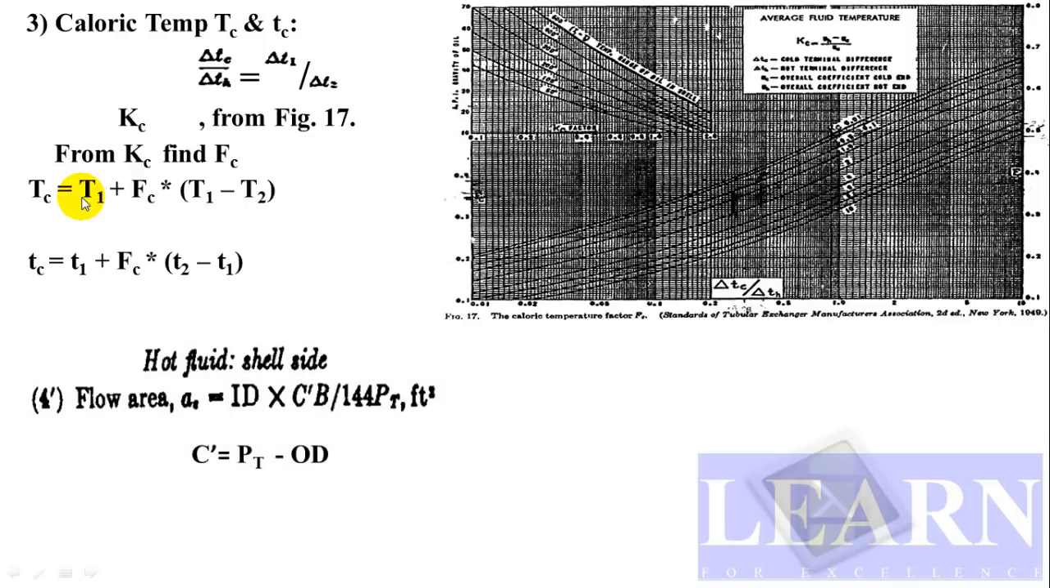Next, fourth step will be finding the flow area. Now from this step on, we'll have two parts: flow area, or whatever values we are going to calculate, for the shell side, and the next one for the tube side. Now we'll look at the shell side. Here we'll have flow area, that is nothing but As, area of the shell. So As is equal to ID, internal diameter of the shell, into C dash into B divided by 144 into PT. PT is nothing but pitch length. So how to calculate this C dash? C dash is nothing but pitch minus outer diameter.